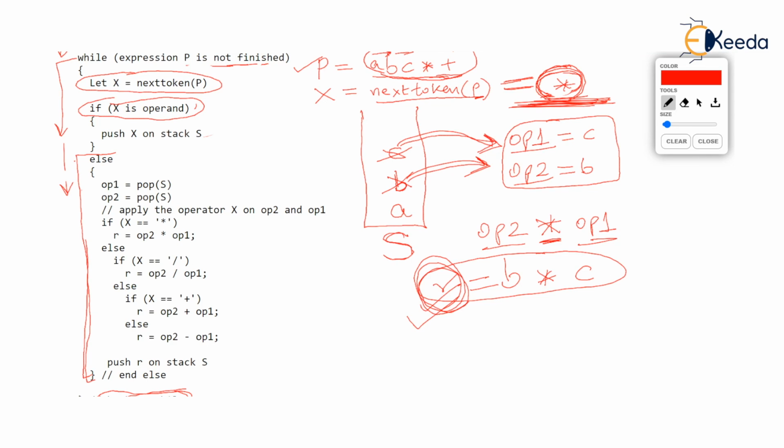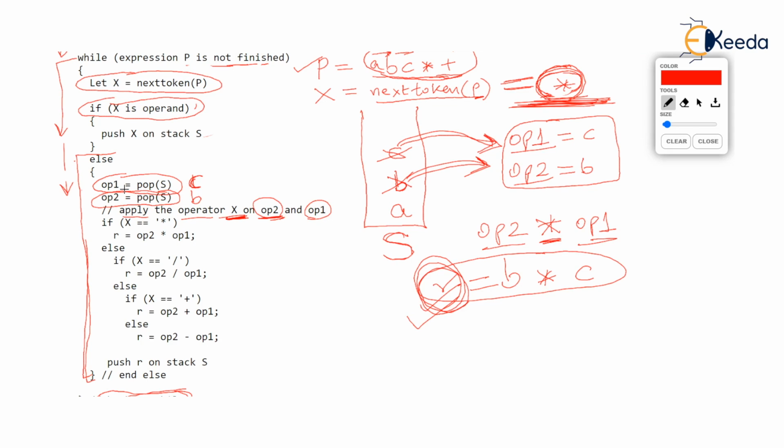So let's see else. In the else, we are saying OP1 is equal to pop S. In the current situation, OP1 will be C. Next is OP2 is equal to pop S. In the current situation, OP2 will be B. Now we apply the operator X on OP2 and OP1. So OP2 will be on the left of the operator. But X is an operator, agreed, but we should check which operator it is. Accordingly, we will apply the operation.